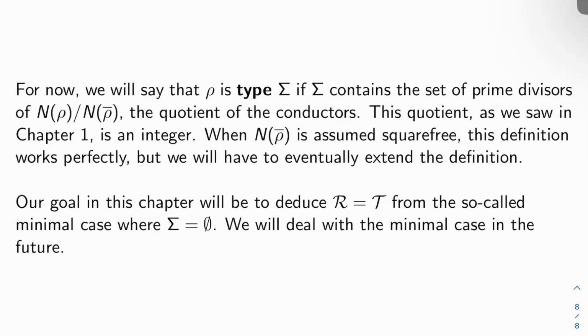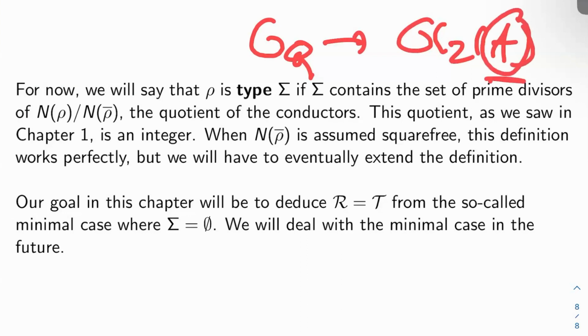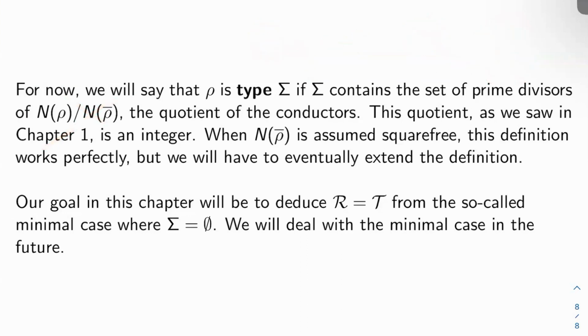But when N of rho is assumed square free, which is what we're going to be assuming because we're going to be working with semistable elliptic curves, this definition actually works perfectly. But we will actually, for reasons that will become clear later, have to extend this definition. So this definition works for now. It's easy to latch onto, but we're going to have to extend it later, basically because we're looking at representations from G_Q to GL2 of A for such a broad class of rings A. That's why this definition isn't going to completely work for every argument we make.